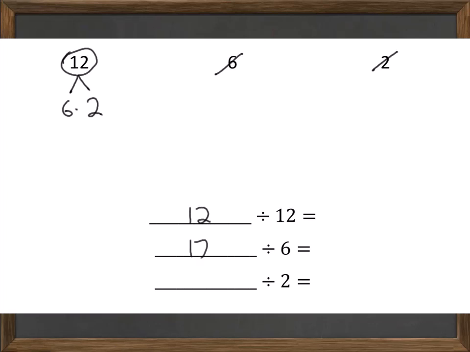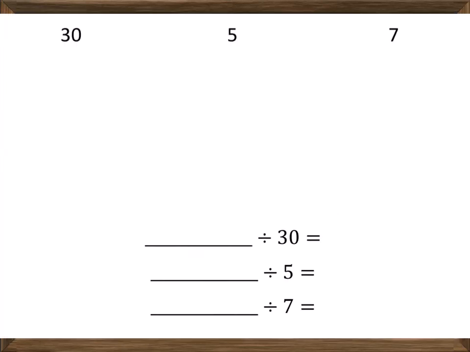Let's prove that this is true. 12 divided by 12 is 1. 12 divided by 6 is 2. And 12 divided by 2 is 6. Therefore, our least common multiple is 12.